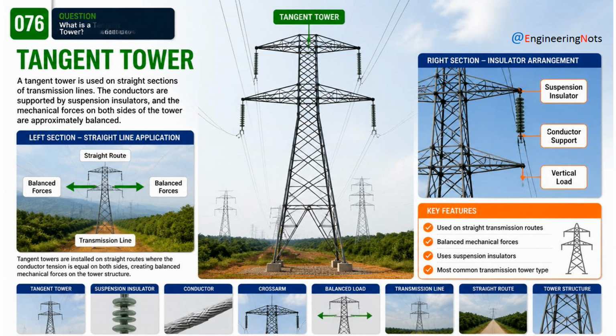Question 76. What is a tangent tower? A tangent tower is a transmission tower used on straight sections of a transmission line. In this type of tower, the conductors continue in a straight path, and the mechanical forces on both sides of the tower are approximately balanced. The insulators are installed in a suspension configuration, allowing the conductors to hang freely from the tower crossarms. In summary, a tangent tower is used on straight transmission line routes and supports conductors using suspension insulators.